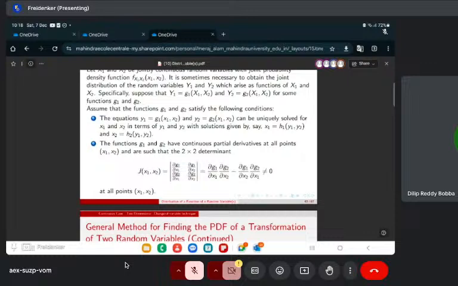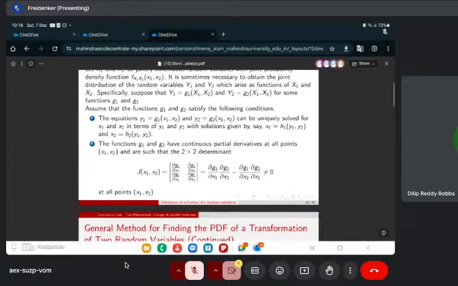Okay, so we have two assumptions. One is that you have some unique solution, in the sense that if you solve the y1 equal to g1 equation and y2 equal to g2 equation, you will get x1 and x2, where x1 is a function of y1 and y2, and x2 is also a function of y1 and y2. So some unique solution you got. That is one assumption. The other condition is that the partial derivatives must be continuous.